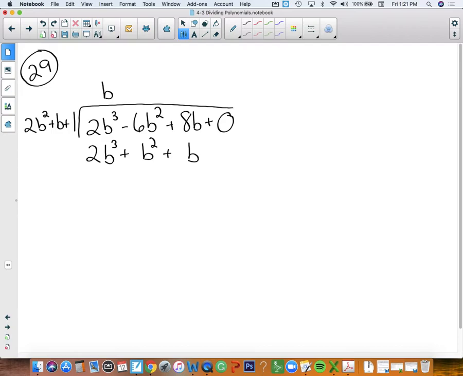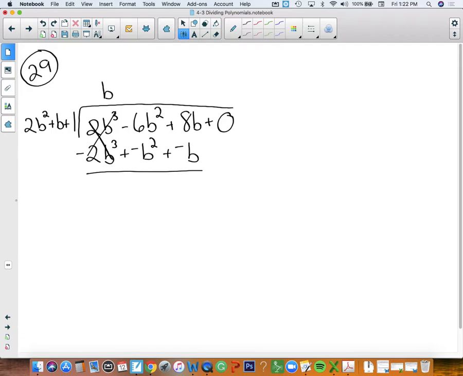And I forgot to mention, the problem doesn't show that 0 on the back end. Remember, we need those placeholders if that is gone. Okay, there's no constant on the back end, so we need to add it in. All right, so from here, change your signs because we're subtracting those two polynomials.